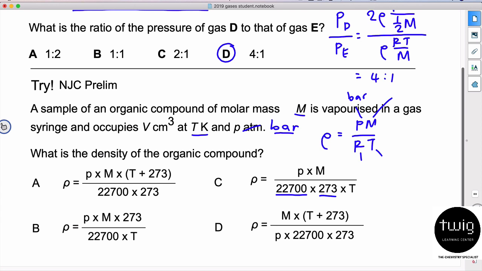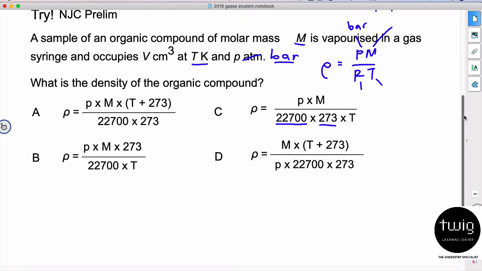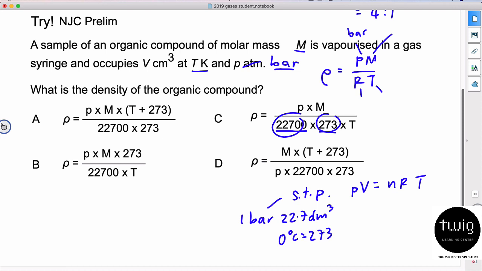22700, and then all also have 273. So this is what you need to do, and then you can actually sub in. Where did all these values come from? They came from STP. So think through STP, if I use PV = nRT, I'm going to keep the units exactly the same. STP, remember, is 1 bar. So 1 bar is 22.7 dm cubed, and it's 0 degrees Celsius, which is 273 Kelvin. I'm going to use the same concept. Because I'm using bar here, I have to change it to 1 bar.